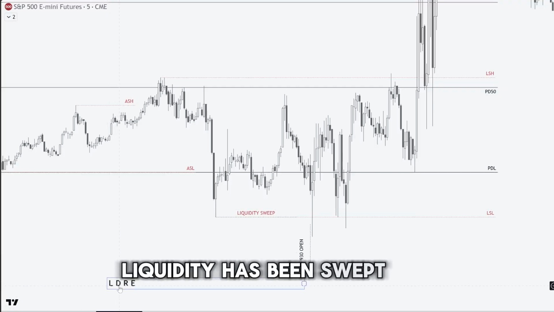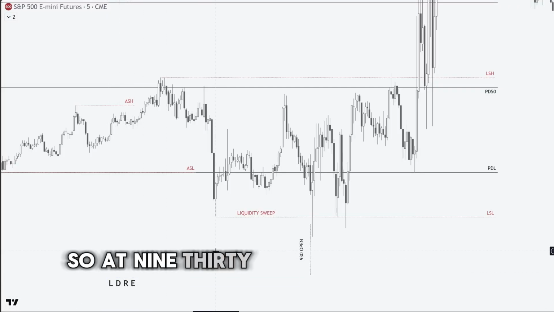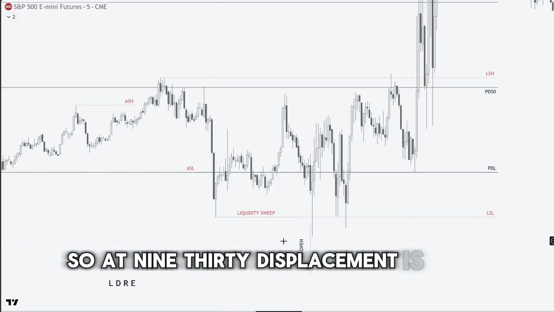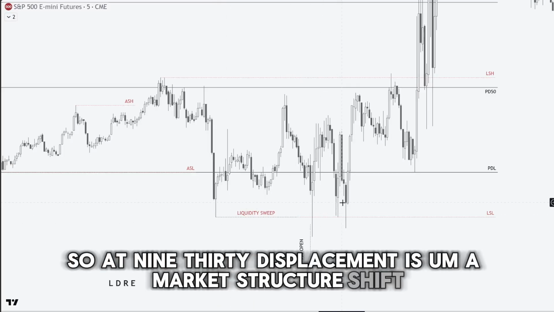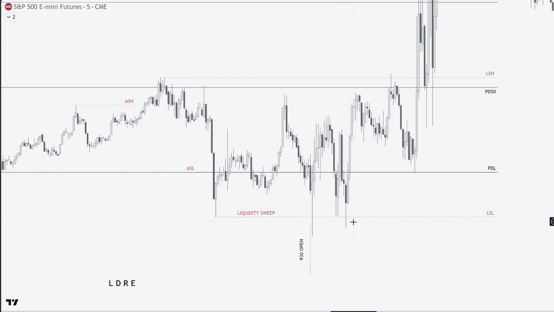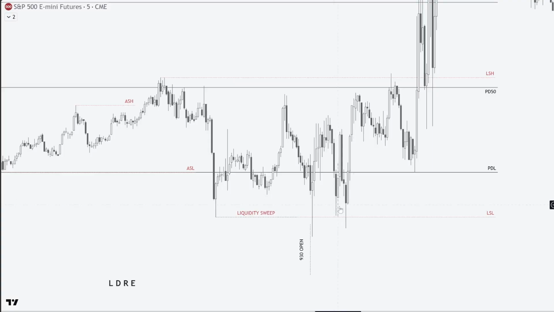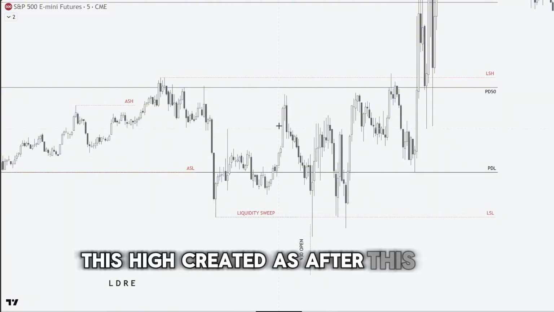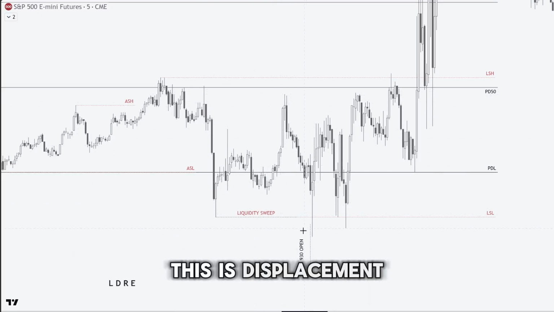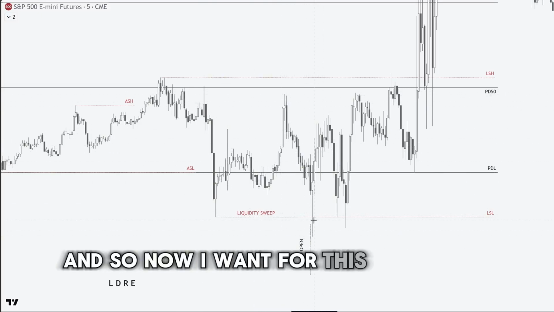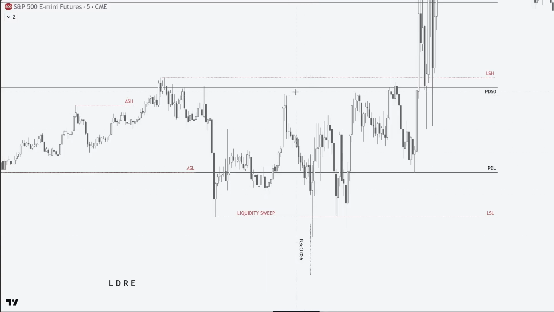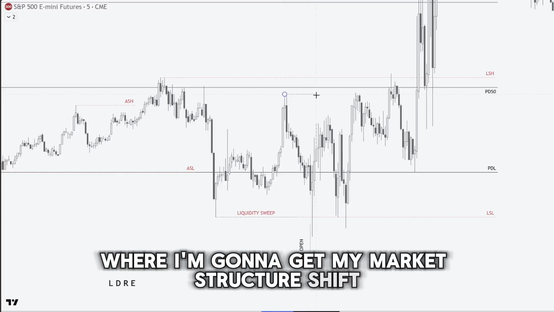Liquidity has been swept, so at 9:30 displacement is a market structure shift, and so now we're looking for, and we get this high created after this low swept. This is displacement, and so now I want for this to kind of be where I'm going to get my market structure shift.